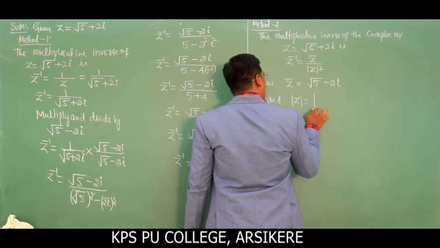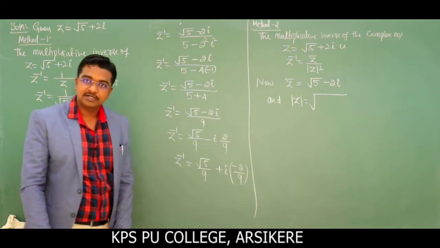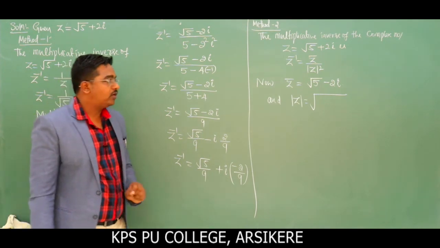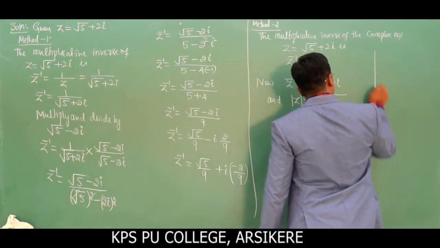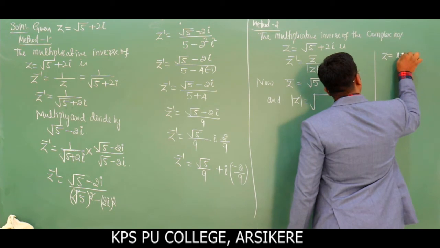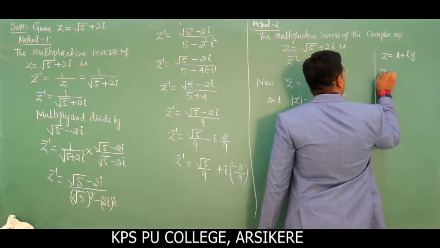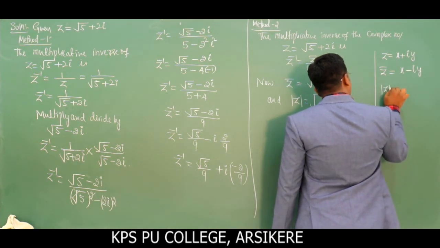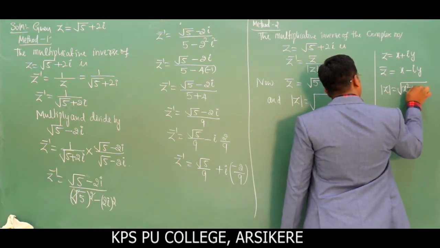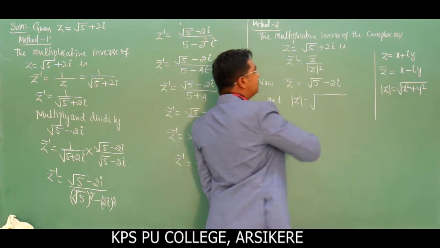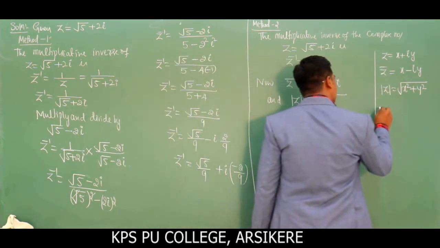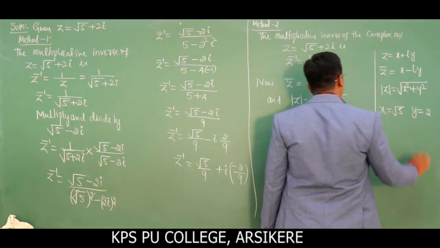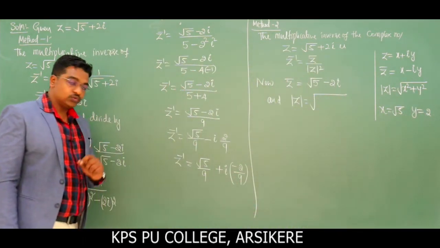Mod of z is equal to, the formula is written on the right side, so check the previous one. Modulus of z is equal to square root of x square plus y square. When z is equal to x plus iy, the conjugate is x minus iy, and the modulus of z is root of x square plus y square. For this one, x is root 5 and y is 2.